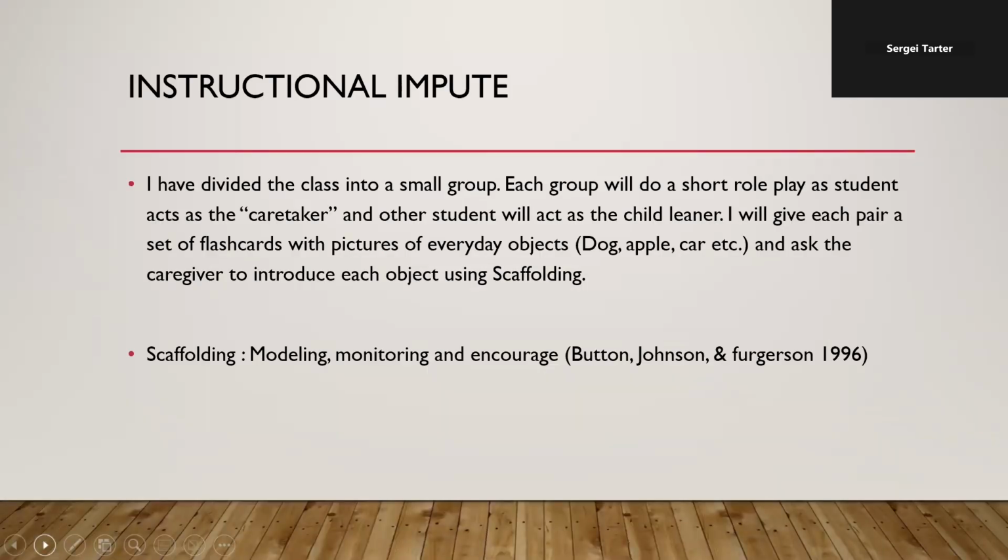So the instructional intent is, I have divided the class into small groups. Each group will do a short role play activity where one student acts as a caregiver and the other student acts as a child learner. I will give each pair a set of flashcards with pictures of everyday objects like a dog, apple, car, etc. and ask the caregiver to introduce each object using scaffolding. The vocabulary for scaffolding is modeling, monitoring, and encouraging.